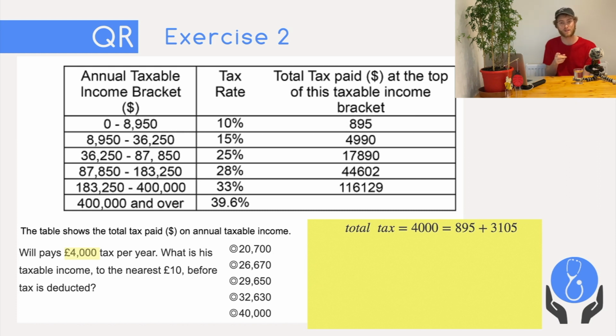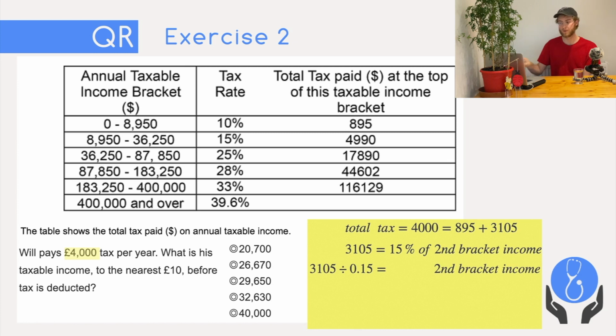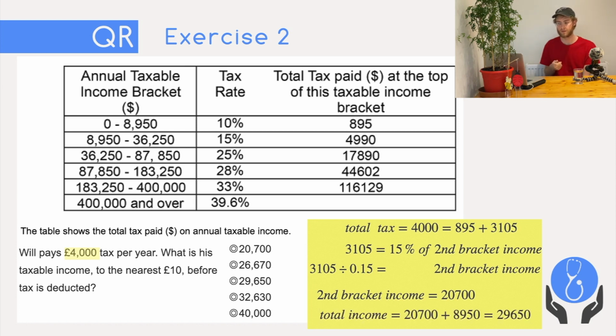And we can use this to calculate the income that they're paying tax on in the second bracket. As is displayed here, that 3,105 is 15% of their total income that is in the second bracket. We can just quickly reverse this formula to give us the second bracket income, which is £20,700. And then all we need to do is add that to the top income from the first bracket, which is 8,950, which gives us their total income of 29,650, which means that answer C is the correct answer.